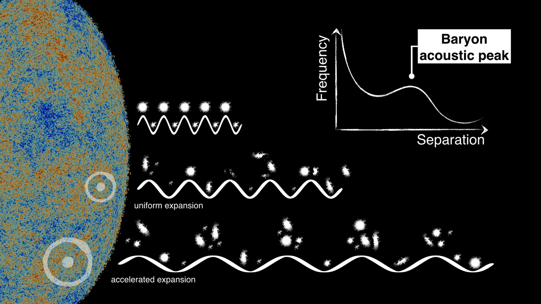So to measure the BAO signal, all you have to do is calculate the separation of all the galaxies in the universe and tally them up, and you'll get this very characteristic peak. And the location of this peak, its height and its width, is also sensitive to cosmology.